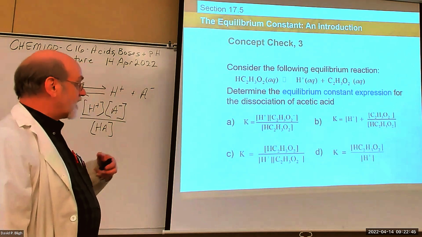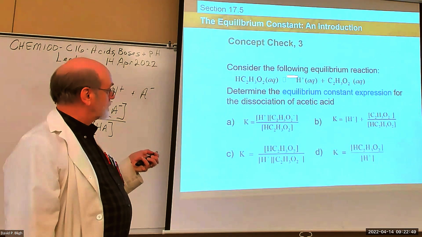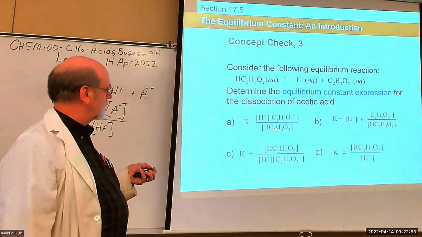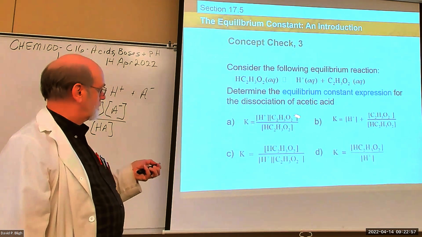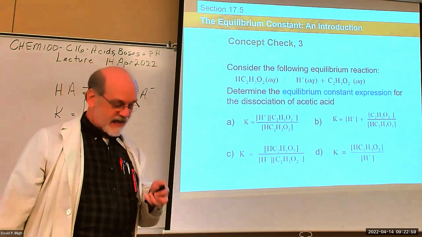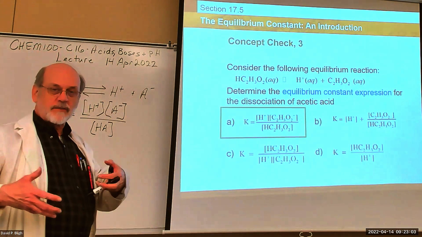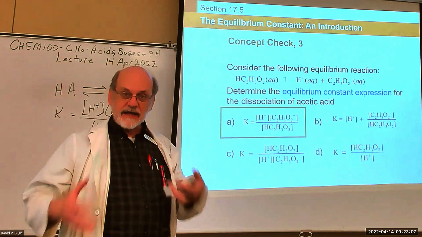Okay, so if we write the equilibrium expression, we want this one times that one divided by this one. So let's see. Looks like this one is the best, right here. A should be the answer. Okay, that's our equilibrium expression for acid dissociation in aqueous solution.